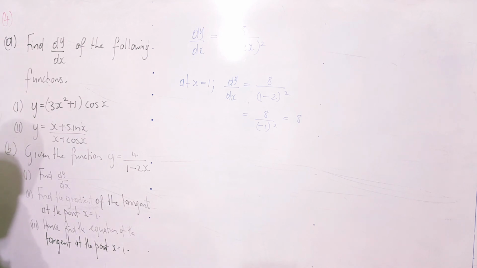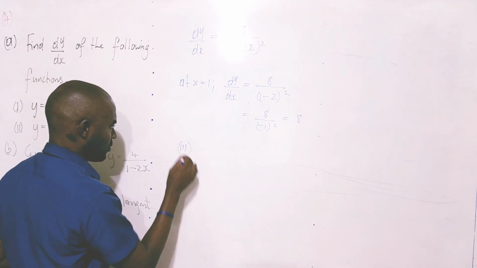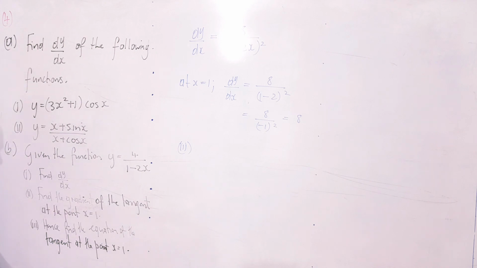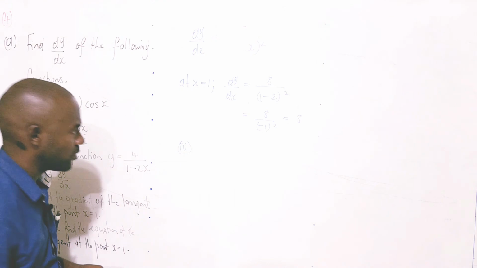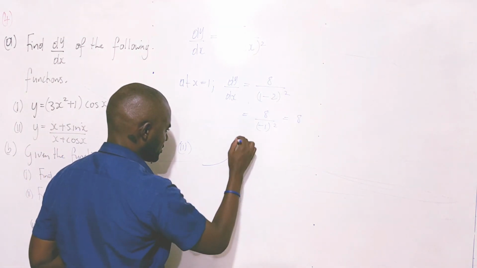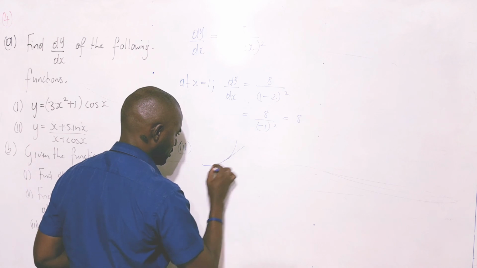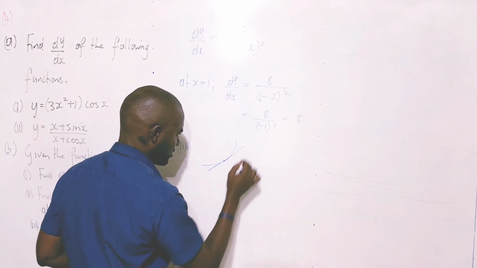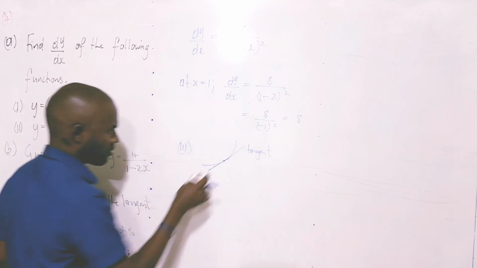Now for part 3, it says, hence find the equation of the tangent at the point x equals 1. So part 3 wants us to find the equation of the tangent. Now how do you go about finding the equation of a tangent? The tangent is basically a straight line which touches a curve at a given point. So let's say your curve looks like this. Then we have a tangent here, a straight line which touches the curve at a single point. So this is a tangent, and this of course would be the curve.